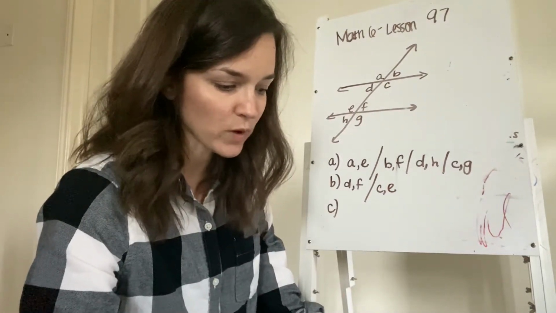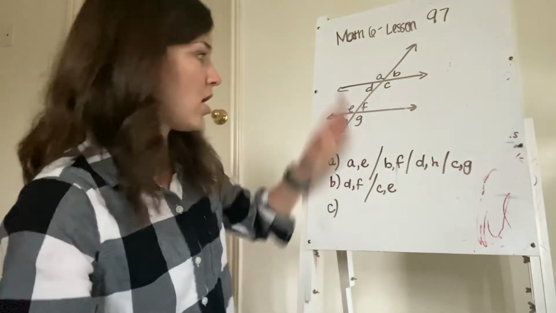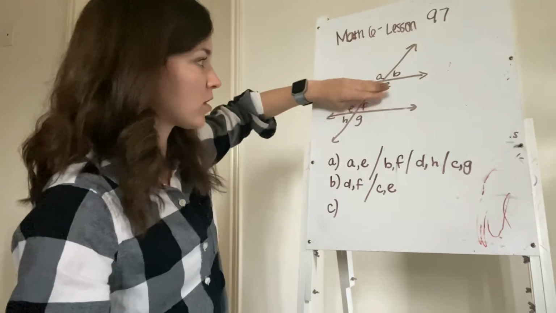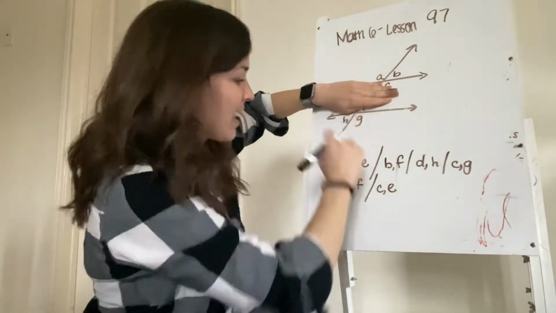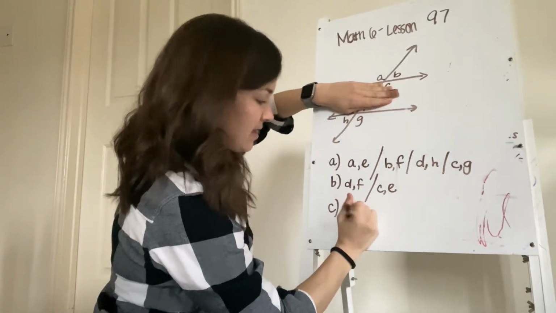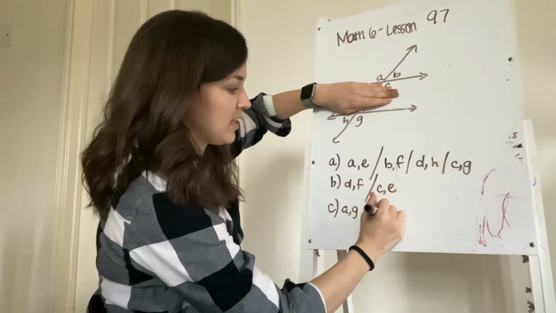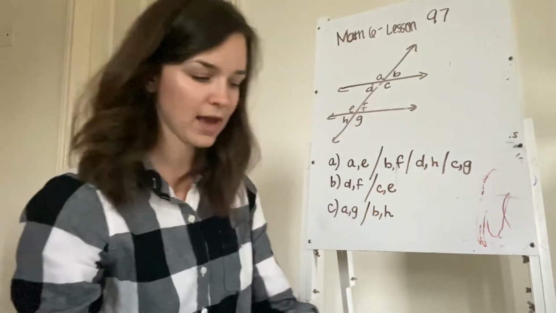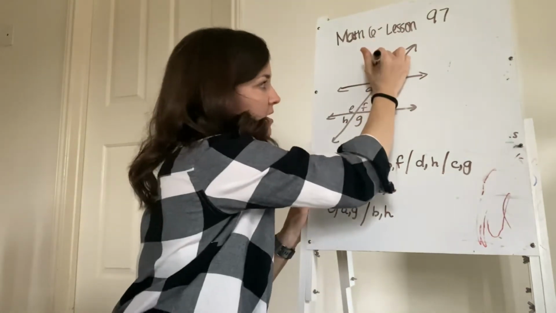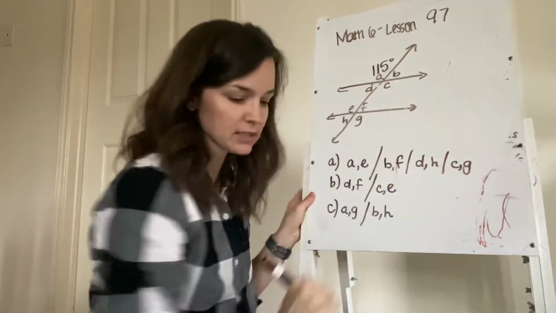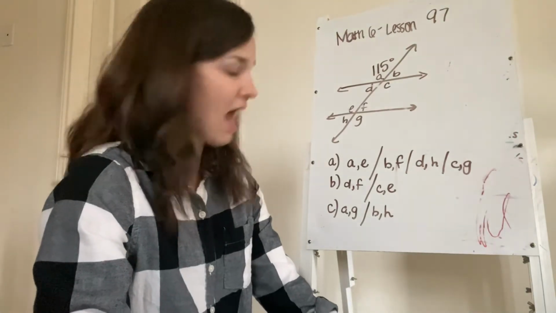Then it asks us to identify the pairs of alternate exterior angles. Same thing, opposite sides of the transversal, but now we're closing off all these guys inside and we're only looking outside. So A and G are both outside and they are on opposite sides of the transversal, as well as B and H, okay? And the last one says, if the measure of angle A, which is this one up here, is 115 degrees, then what are the measures of angles E and F?